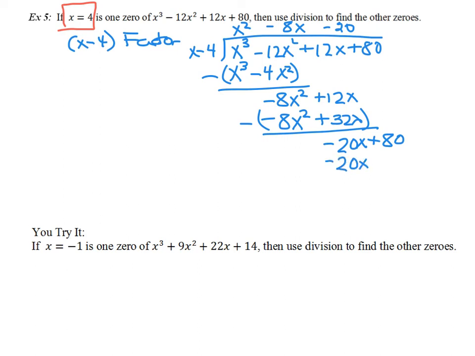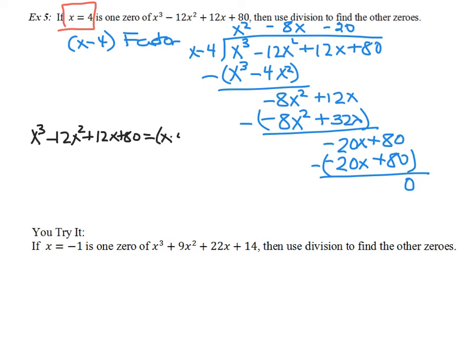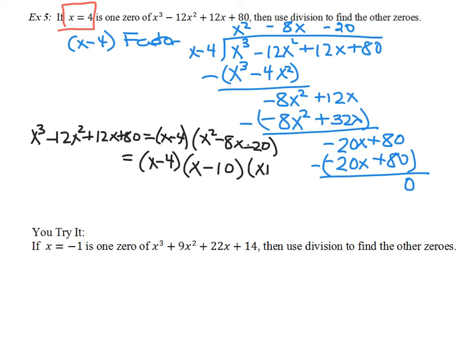So I now have negative 20x plus 80, and I saw, yes, because x equals 4 was a 0, I knew I was going to end up with a remainder of 0. But the additional information that I was able to gather is the other polynomial, the quotient. So that tells me that if I take my polynomial, x cubed minus 12x squared plus 12x plus 80, and I know that one factor is x minus 4, then I know that the other factor is going to be that quotient, x squared minus 8x minus 20. Now I can additionally see in this case, I end up with a trinomial that can be factored. So this is going to be x minus 10 times x plus 2.